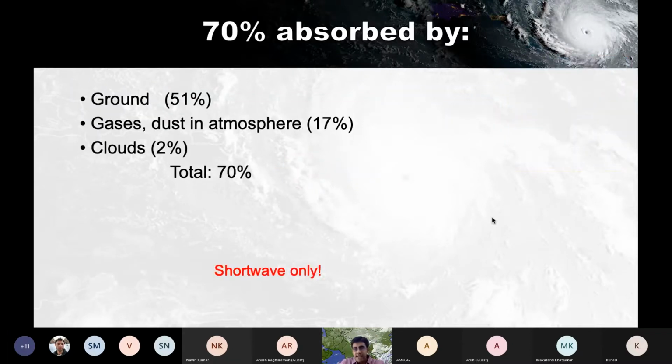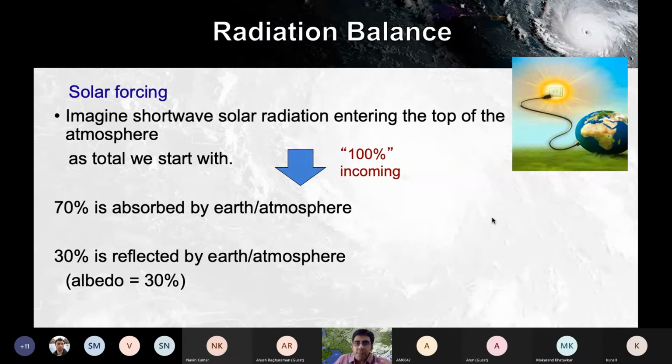On average, 70% is absorbed by Earth and 30% is reflected back. Out of that 70 that is being absorbed, the ground takes up 51%. This is just a number. I'm just giving an example, I'm not putting exact values. So assume that 100 units of the sun's radiation are coming onto Earth. Out of that 100 units, 70 units are being absorbed. 30 units just go back into space.